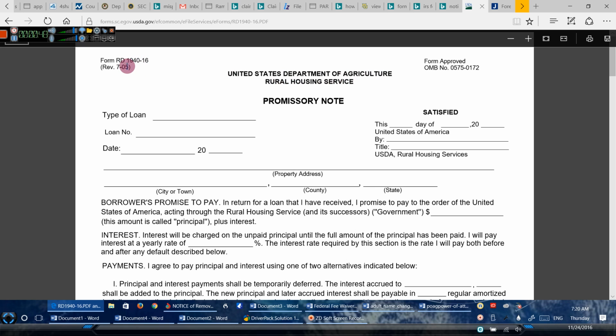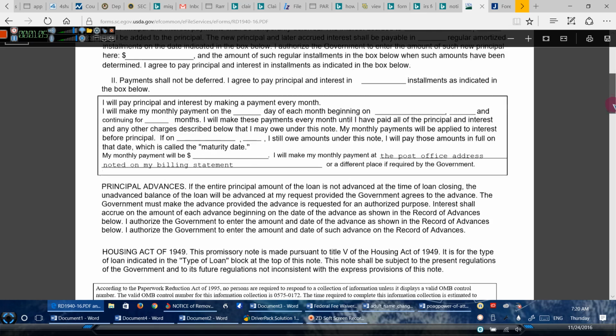Now remember, 1901.508 is the same part of the code. Now let me let y'all know why this is so important. This is their general form that they created.